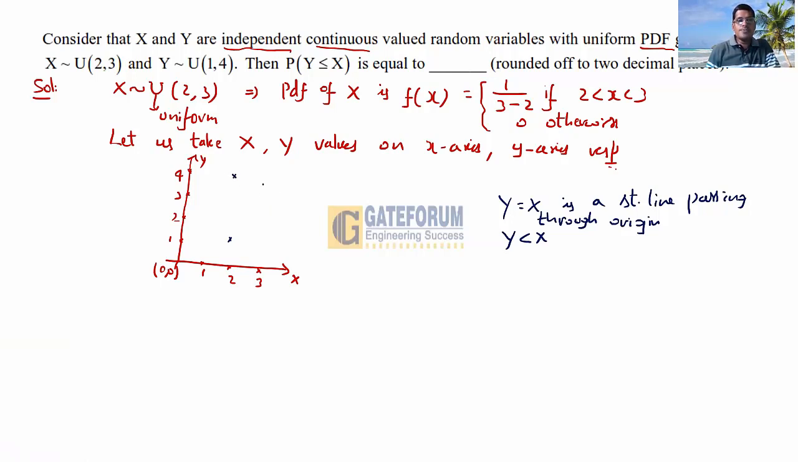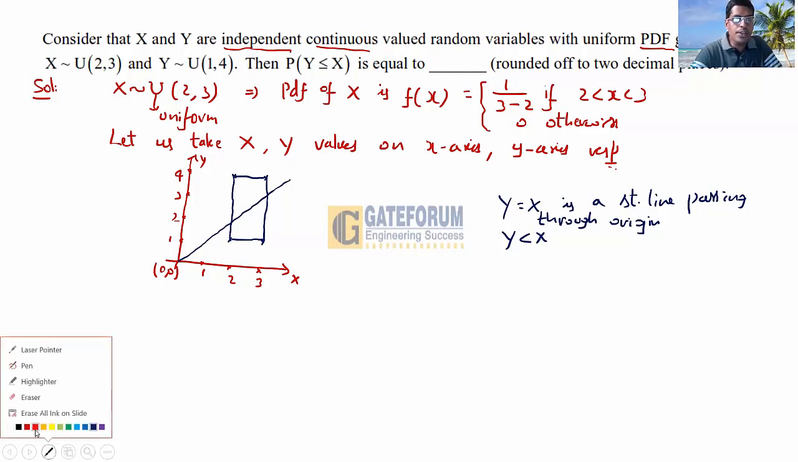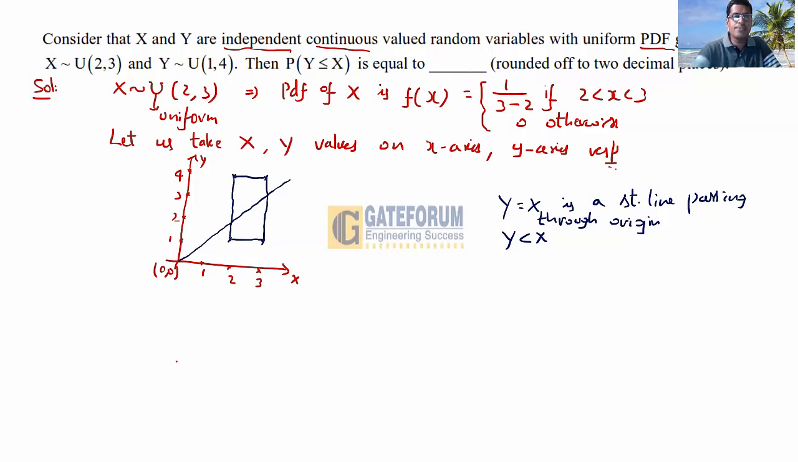And this point joint, we will be getting a rectangular region containing X values 2 to 3, Y values 1 to 4. So usually Y is a straight line passing through origin. So this is a straight line passing through origin. So I am writing the point of intersection by some other color.